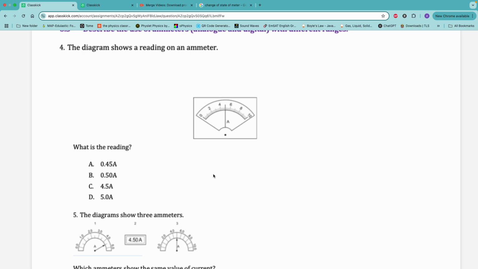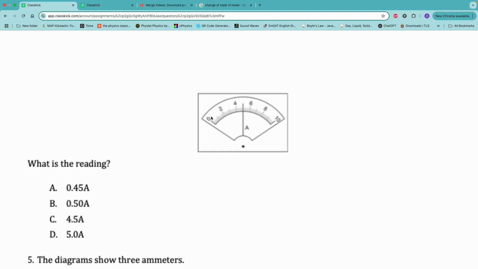Question: the diagram shows the reading on a meter. Obviously it's analog because it's with a pointer, and as we can notice here it's divided per 2, so between them is 1, 2, 3 and so on. So be careful reading similar questions because it's easy and at the same time straightforward.